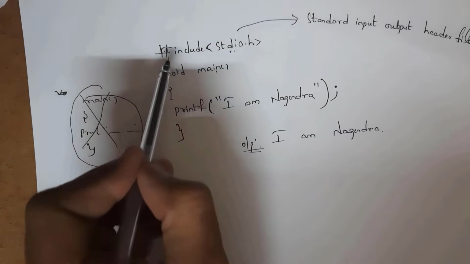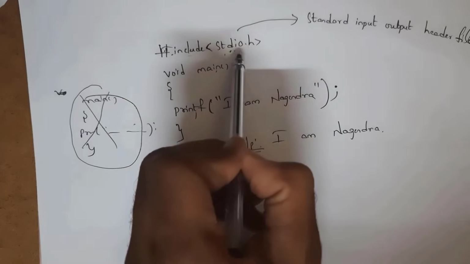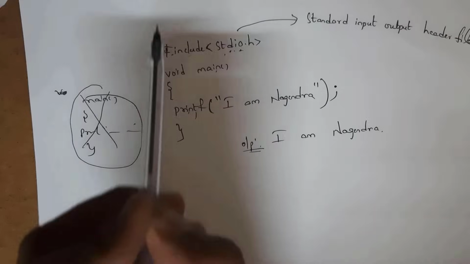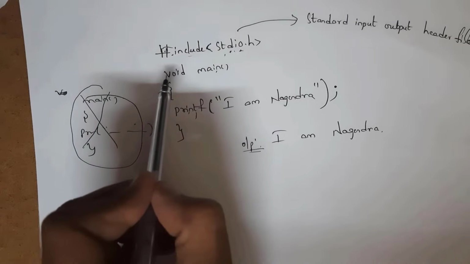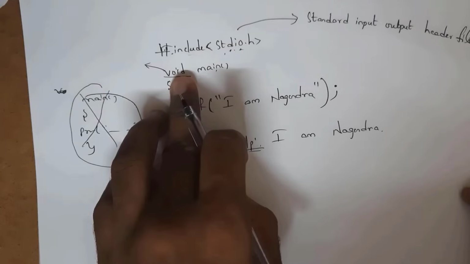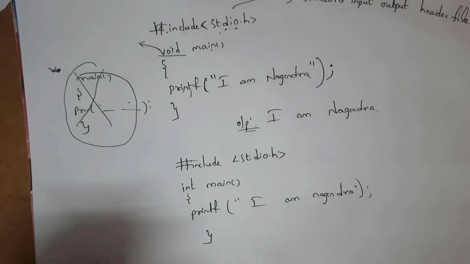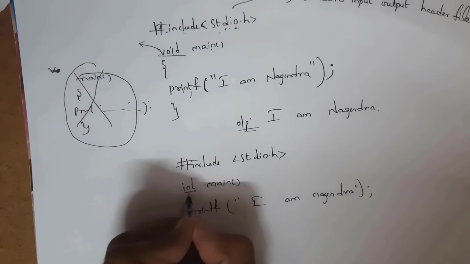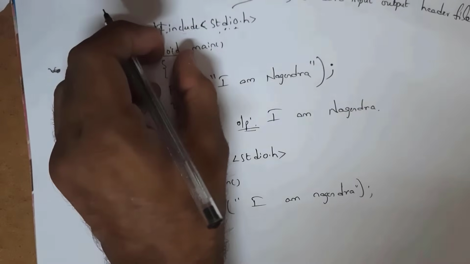Definitely you need to write hash include stdio.h, because meaning of printf is present in stdio.h header file. For each and every program we use printf. So by default you need to write hash include stdio.h. After that you need to write void main. Meaning of void is nothing. So there is no need of returning anything. For example, same program, in place of void, if I write here int, where int is nothing but integer data type. So void is nothing but no return type.